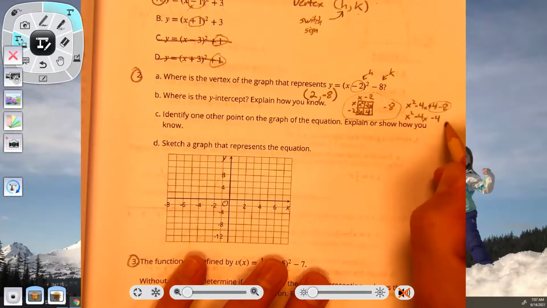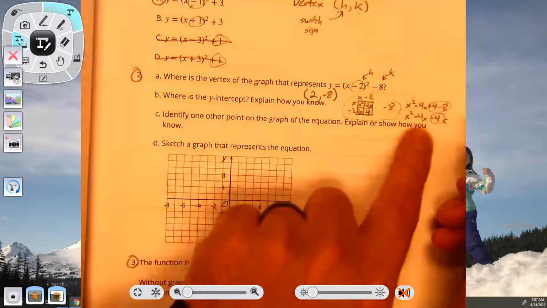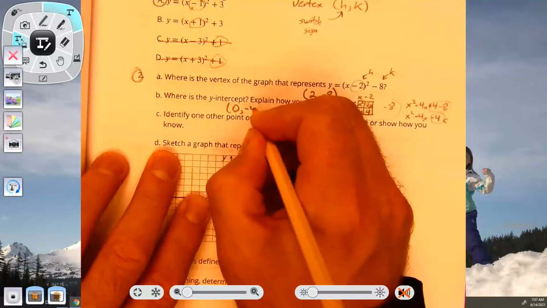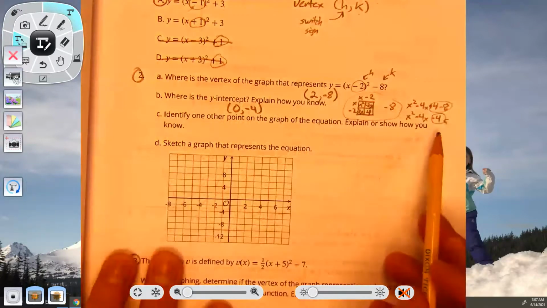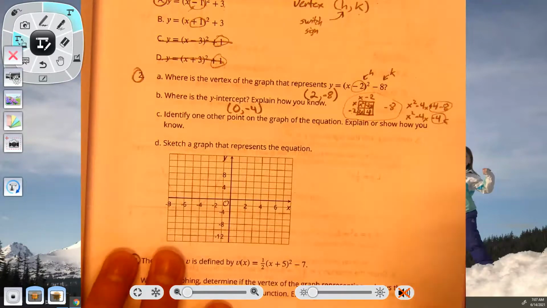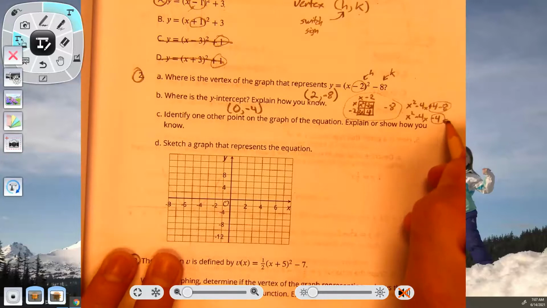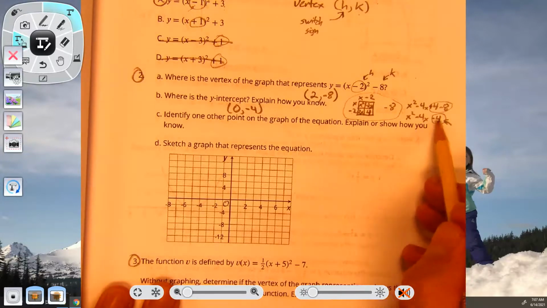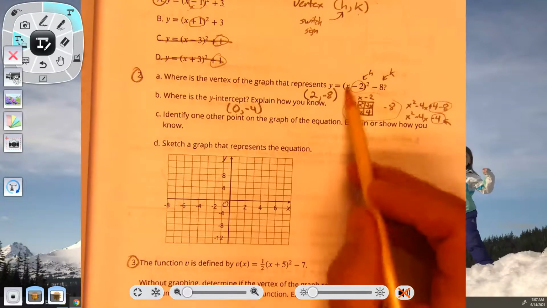I can combine these two, and that gives me x squared minus 4x minus 4, and this is your y-intercept, right here. So the y-intercept will be at the point (0, -4). And remember, your y-intercept is the constant term, the one without the x variable on it. So we actually had to expand this.